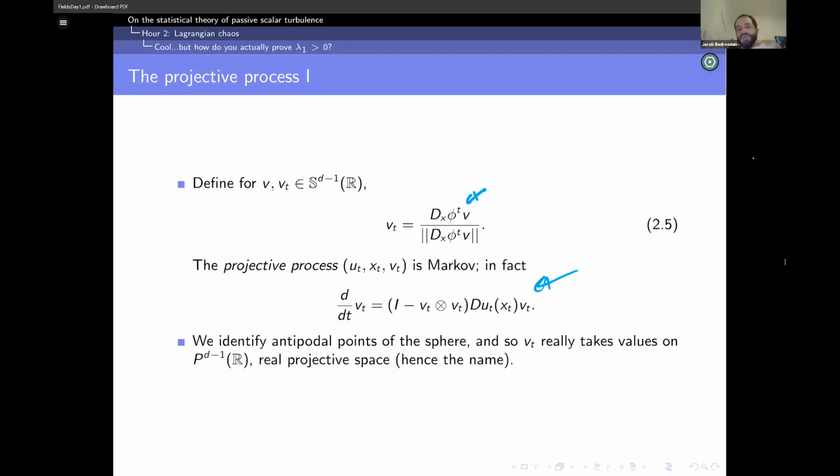And since we only care about subspaces, V_t, you can think of it as evolving on the sphere, but the right way to think about it is as evolving on projective space. So this Markov process, (u_t, x_t, v_t), is tracking the location of a particle and the location of a one-dimensional subspace. That's how you should really think about it. That's why it's called the projective process, because it lives on projective space. Well, v_t lives on projective space. Oh, sorry, this guy lives in our Sobolev space H, cross the torus, cross this projective space.